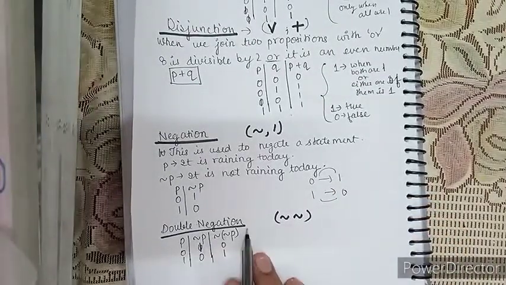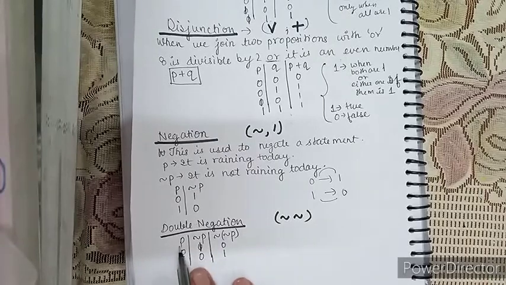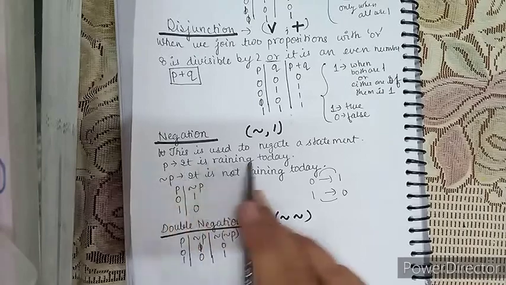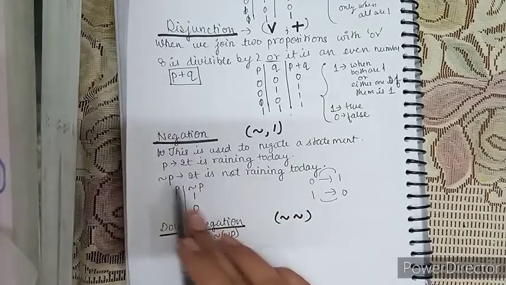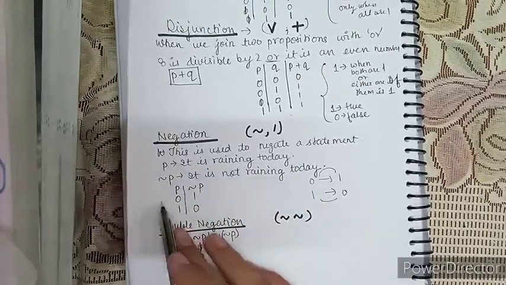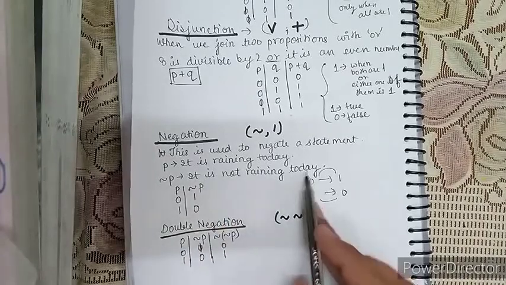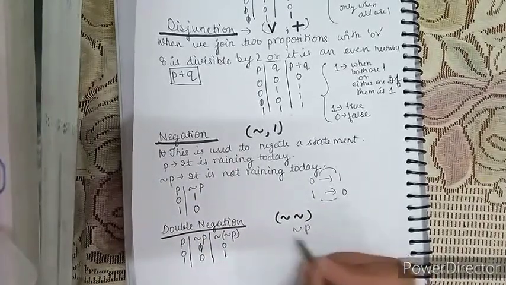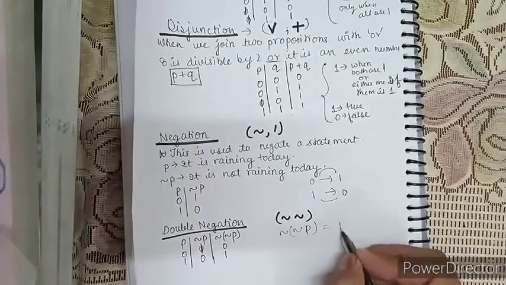So next is double negation. What is double negation? P is 0 1. Say P is: it is raining today. So single negation will be: it is not raining today. Double negation will now be the opposite of this, so the opposite will be: it is raining today. So the negation of the negation of P is equal to P.